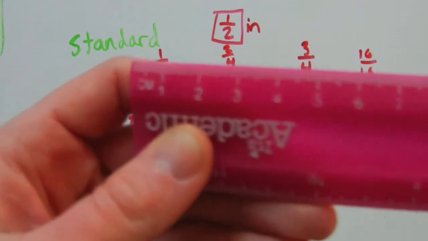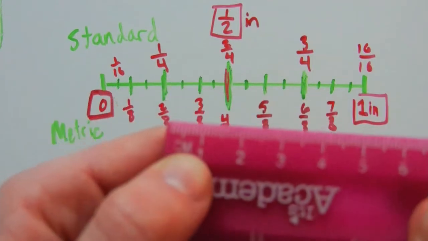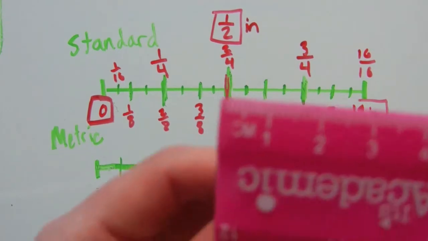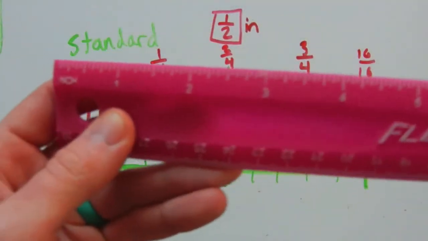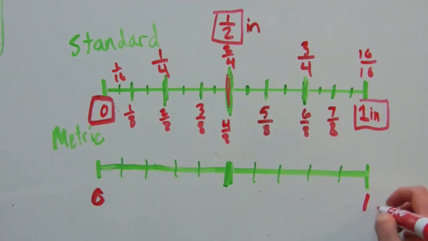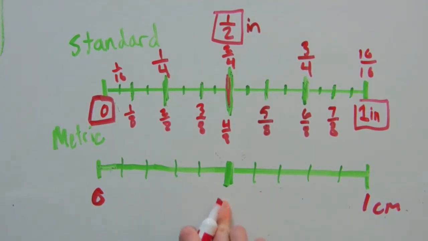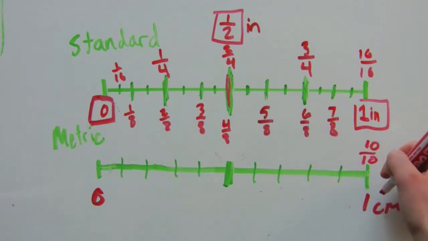Now, the metric side of the ruler is a lot simpler. The metric side of the ruler has 10 little tick marks, and that's represented where I labeled metric. So this is going from 0 to 1, and as you can see, that's a lot shorter than this 0 to 1. So from 0 to 1 centimeter. Each tick mark represents 1/10, because there's 1, 2, 3, 4, 5, 6, 7, 8, 9, 10 tick marks total, so 10 out of 10 would be 1 centimeter.